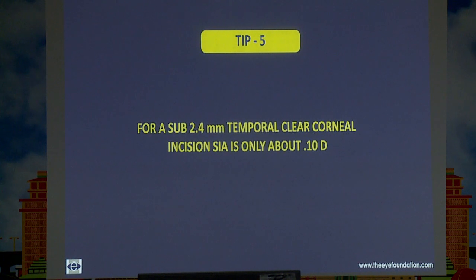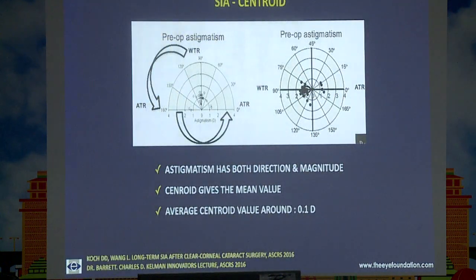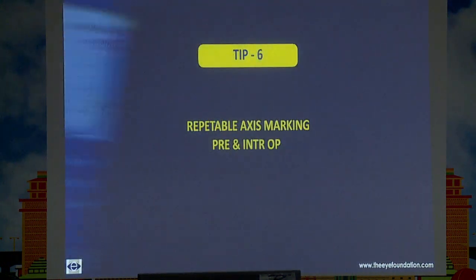For us, it is extremely important that you understand the concept of surgically induced astigmatism. For a long time, I used to think that my temporal clear corneal incision, which is 2.4 millimeters, creates an astigmatism of 0.44 diopters. But now we understand that the SIA doesn't have a magnitude alone, but it has an axis also. And because of this, when you calculate the centroid value for a sub-2.4 millimeter incision, it is just about 0.1 diopter. So the concept of calculating SIA has gone, especially if you are making incisions of about 2.4 millimeters. So you can either ignore it or just give a value of 0.1 diopter in these situations.